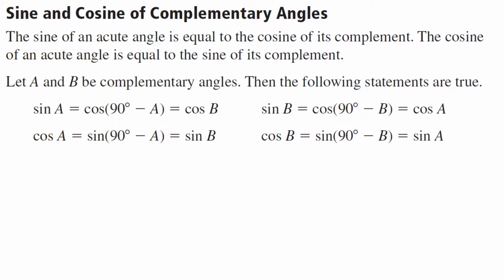Now again, this only works if A and B are complementary angles, right? When we add their measurements together, they have to add up to 90. So let's see, does sine of 30 degrees really equal cosine of 60 degrees? Right, 30 plus 60 adds up to 90, so those are complements. Let's see if we can find the exact value of sine of 30 degrees and the exact value of cosine of 60 degrees.